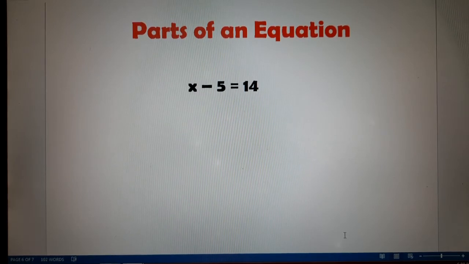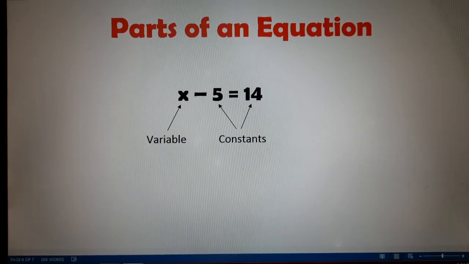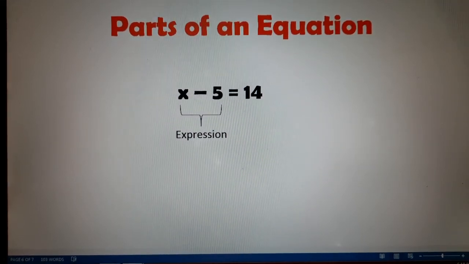Now we are going to learn about parts of an equation. Look at the example given. x minus 5 equals 14. This equation consists of three terms. Out of these three terms, x is called the variable. Numbers 5 and 14 are called constants. After that, you can see here x and 5 has been combined with negative sign. So this structure is called an expression.